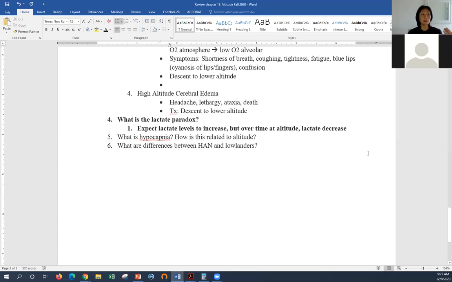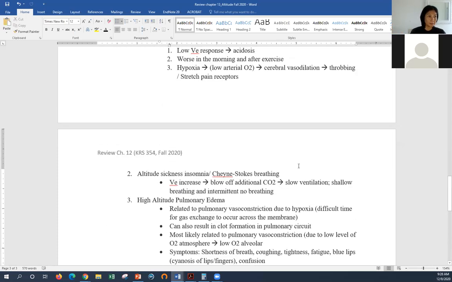And the cerebral edema is when your vessels become leaky, and it's leaking fluid into the interstitial space in your brain or your head. And this is what's causing the headache. So you can see that this is a progression of the throbbing, the headache throbbing of the pain stretch receptors that we talked about in the acute mountain illness.